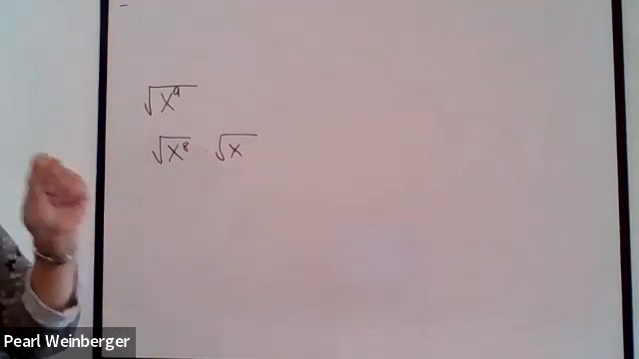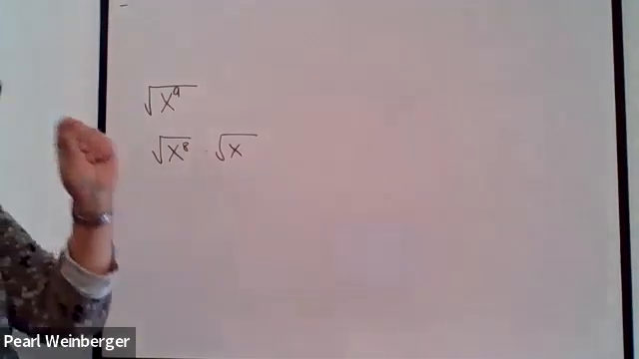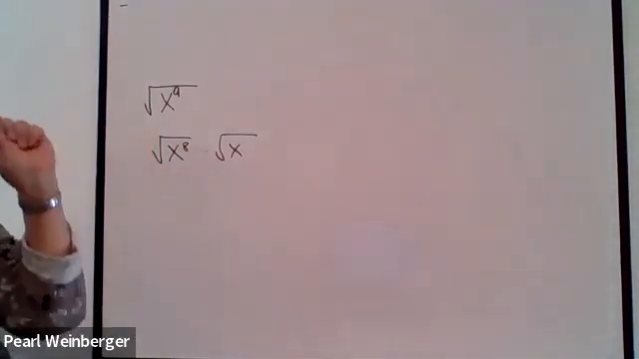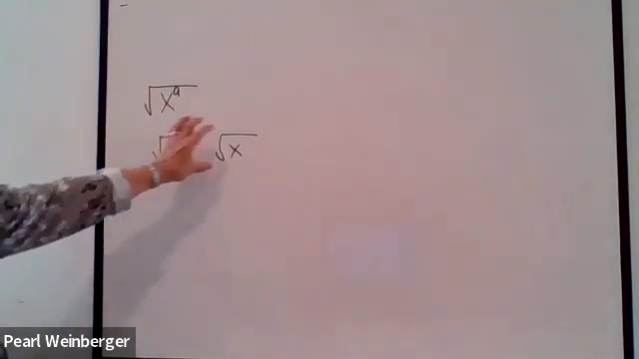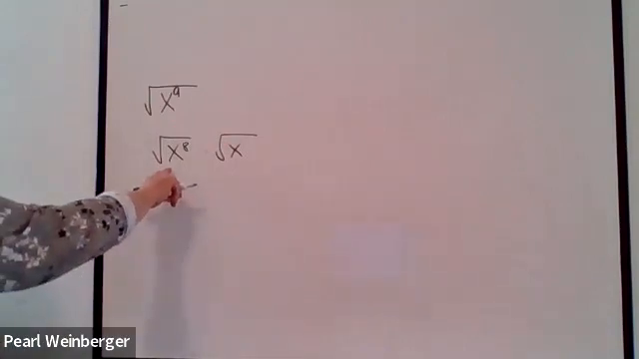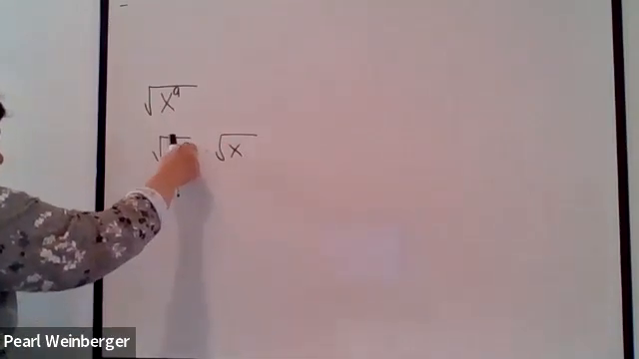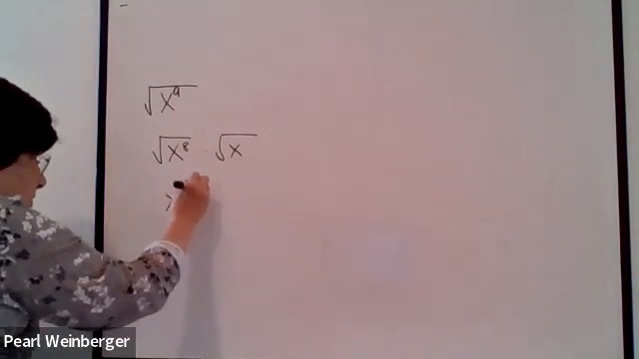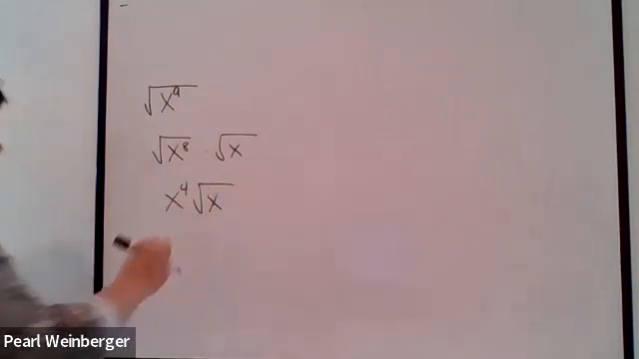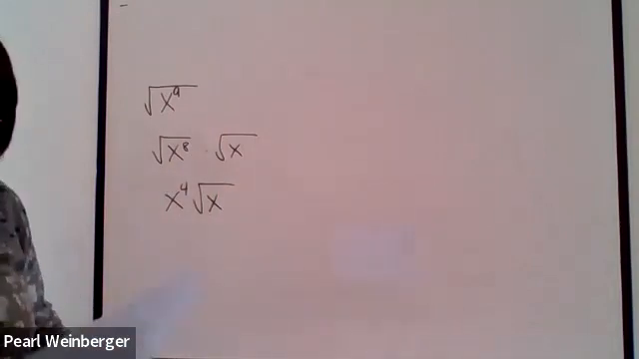Remember, when you're dealing with variables, if the exponent is even, it's a perfect square. If it's odd, it's not, and it has to be separated. So we take the x to the 8, take the 8 divided by 2, and we get x to the 4th. And this gives us x to the 4th times x.